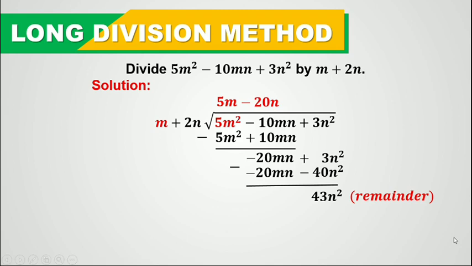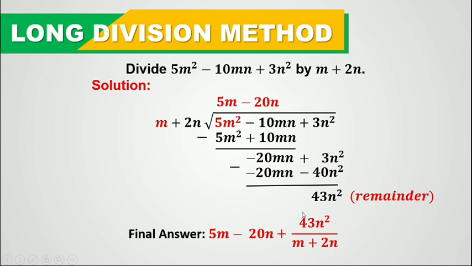In writing our final answer, this is just how we write it. 5m minus 20n, and then plus 43n squared over m plus 2n. The remainder will be placed in the numerator and the denominator of this rational expression will be the divisor. So you should write it that way for you to have a correct answer. This is the proper way of writing the final answer.